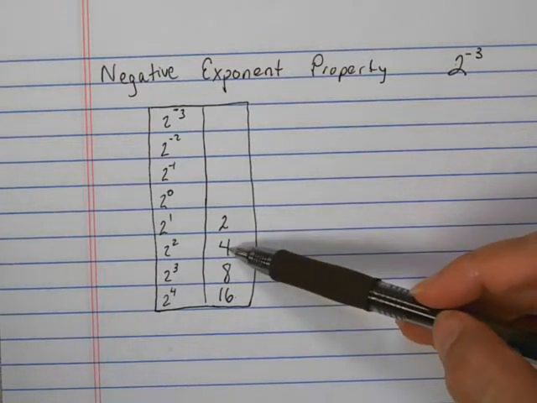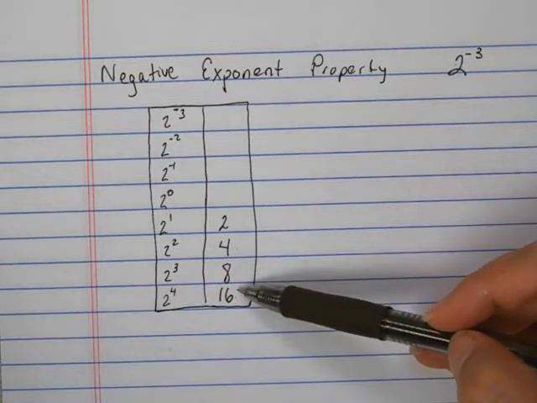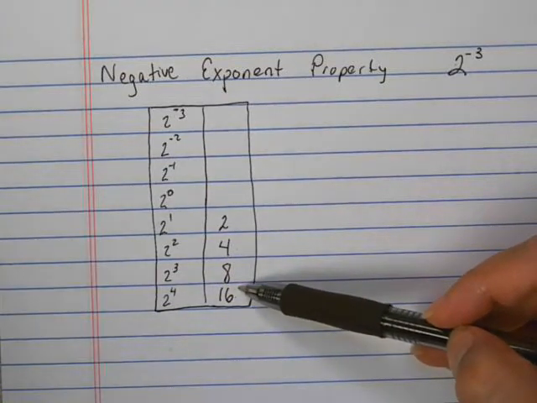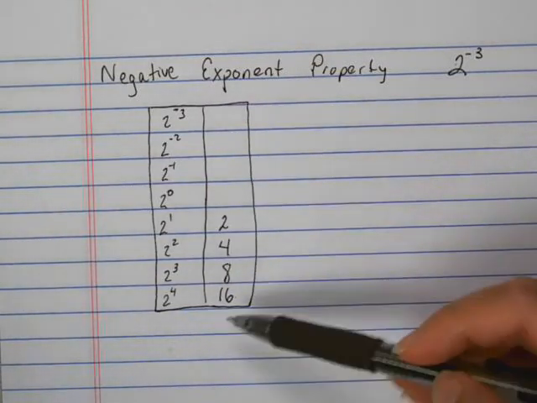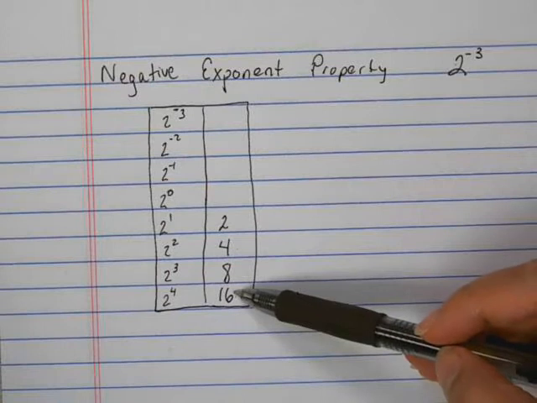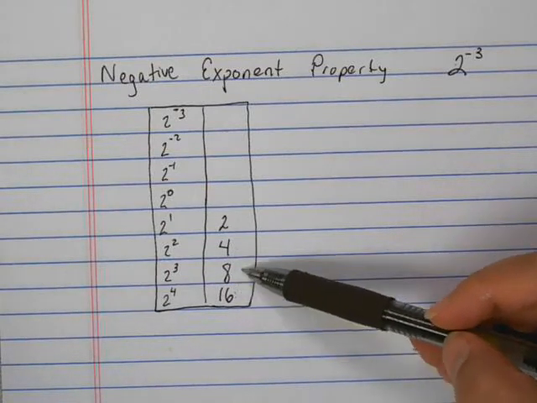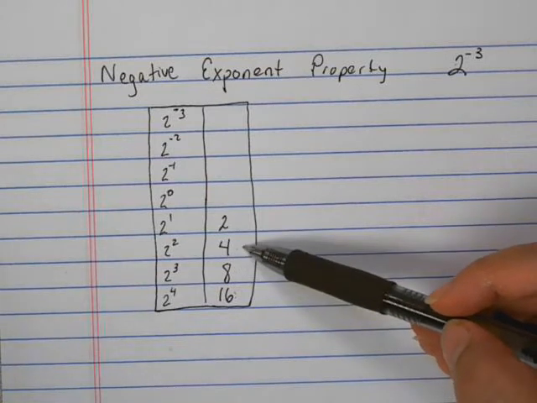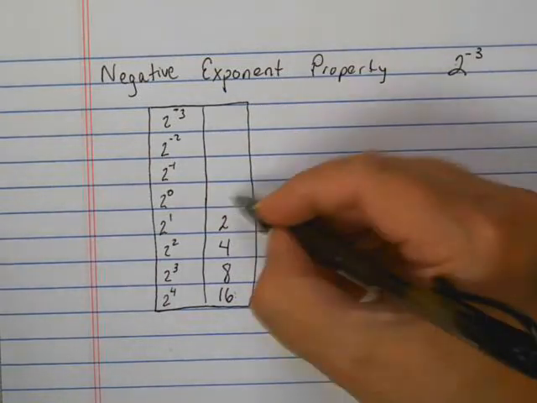2 times 2 is 4. 4 times another 2 is 8. 8 times another 2 is 16. So let's think about what would happen if I would go up the chart instead of down the chart. If I'm going up the chart, instead of multiplying by 2, I could divide by 2. So 16 divided by 2 is 8. 8 divided by 2 is 4. 4 divided by 2 is 2. 2 divided by 2 is 1.